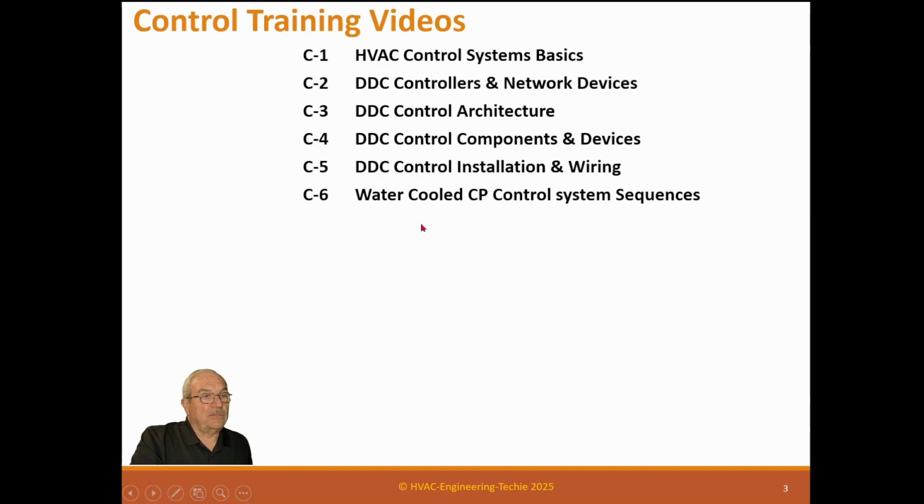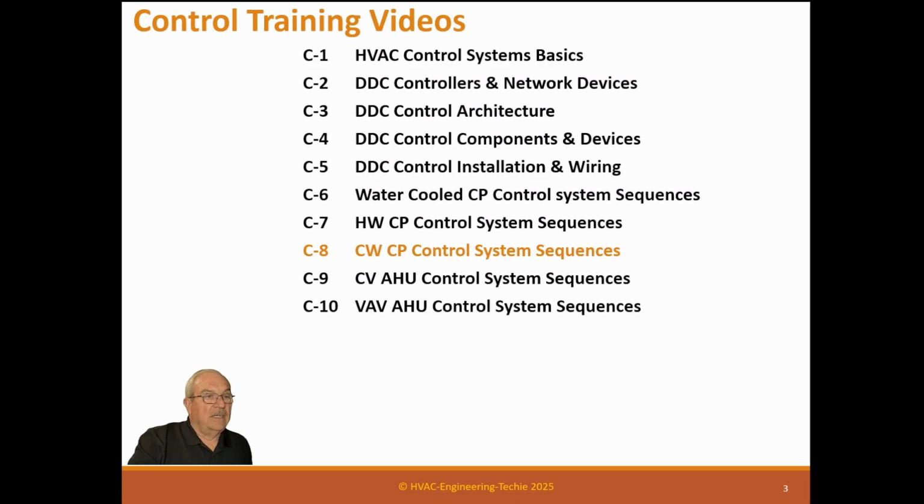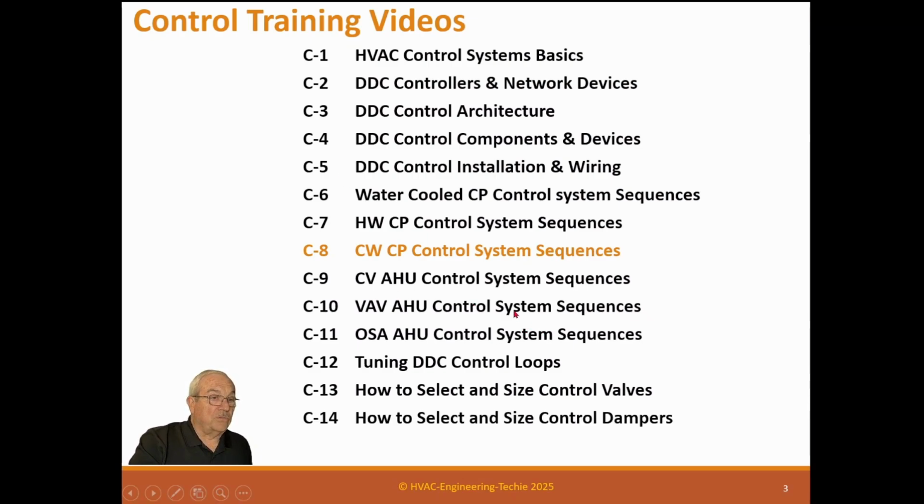Water-cooled central plant sequences, C6. C7 is hot water central plant system sequences. C8 is this one, chill water central plant sequences. C9 is constant volume air handler control system sequences. C10 is VAV air handler control system sequences. C11 is outside air handler control system sequences. C12 is how to tune loops, which is important. C13, how to select and size control valves. C14, how to select and size control dampers. And C15, HVAC pneumatic controls.